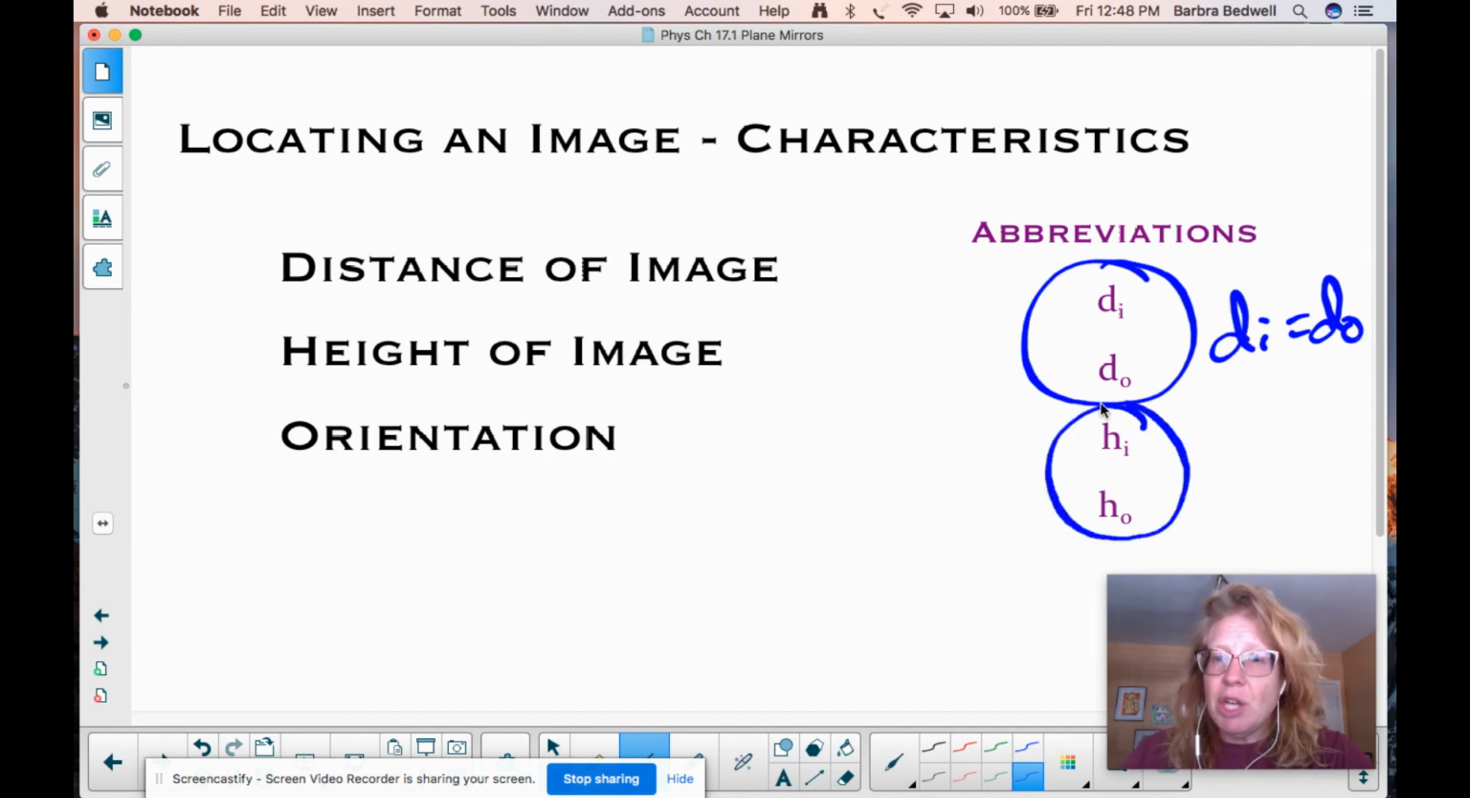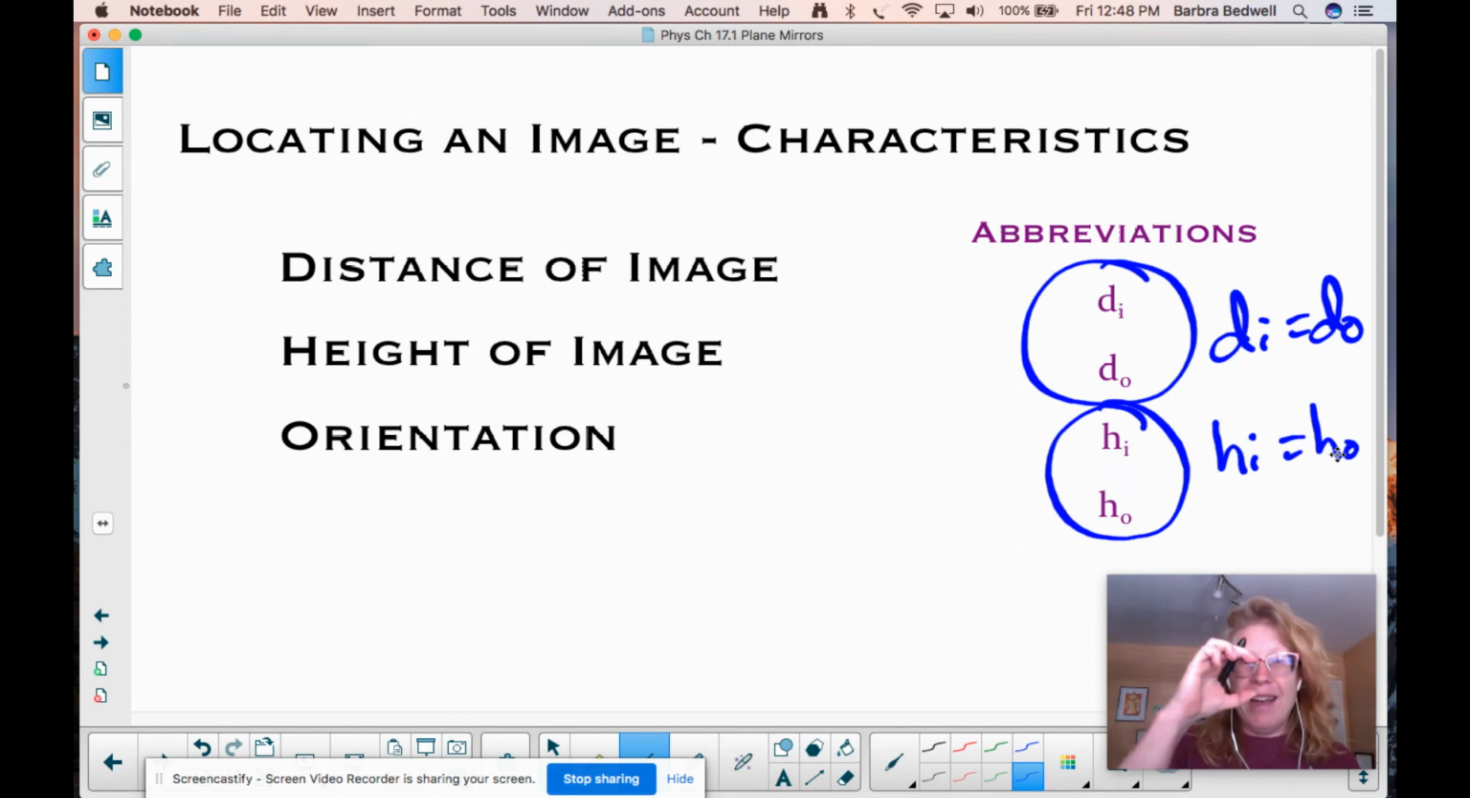HI and HO, if we've done these two things right, if it's a regular flat plane mirror, these two should also be the same. The height of the image should be the same thing as the height of the object. That's why if you want to see your full body in a mirror, you have to get really far away, right? In order to make your virtual size really small compared to the mirror, and then that image looks like it's really far away on the other side.